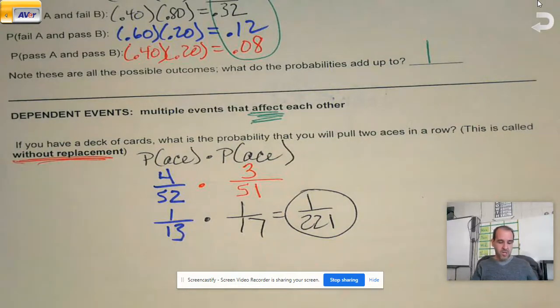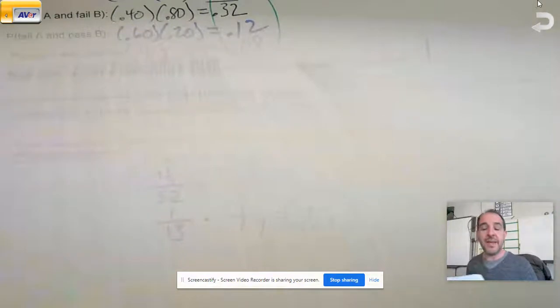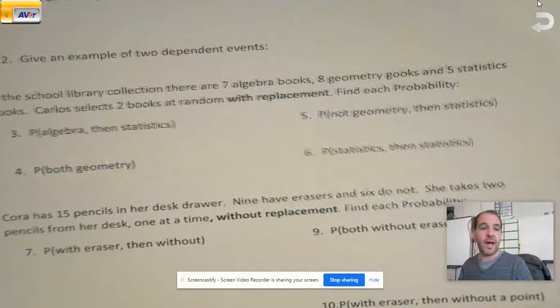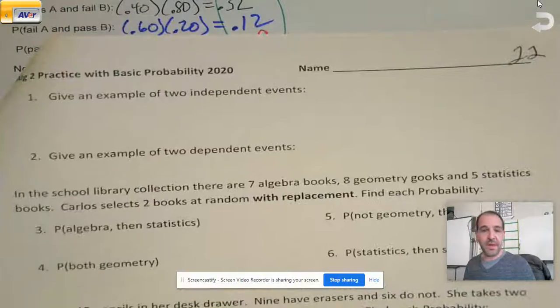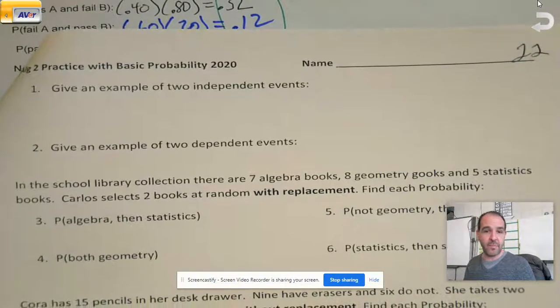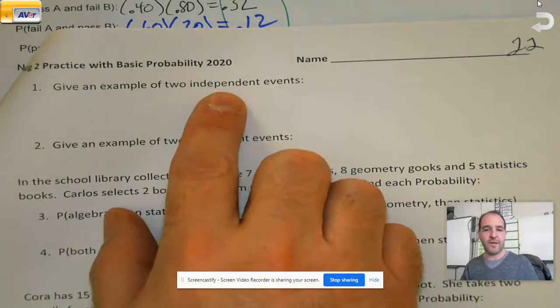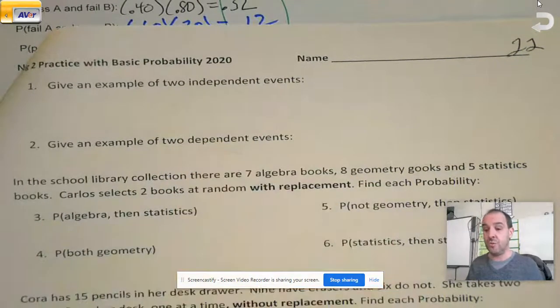Okay? So, practice, because we need practice. And yes, this is showing up on the final, so don't blow this off. Okay? So practice with basic probability. We talked about independent versus dependent events. Two things that happen don't affect each other at all. Two things that happen that do affect each other.